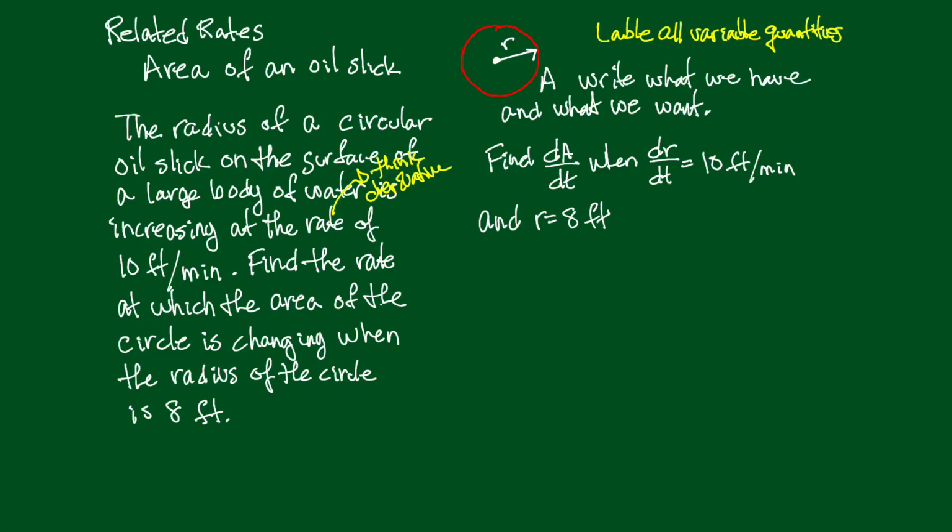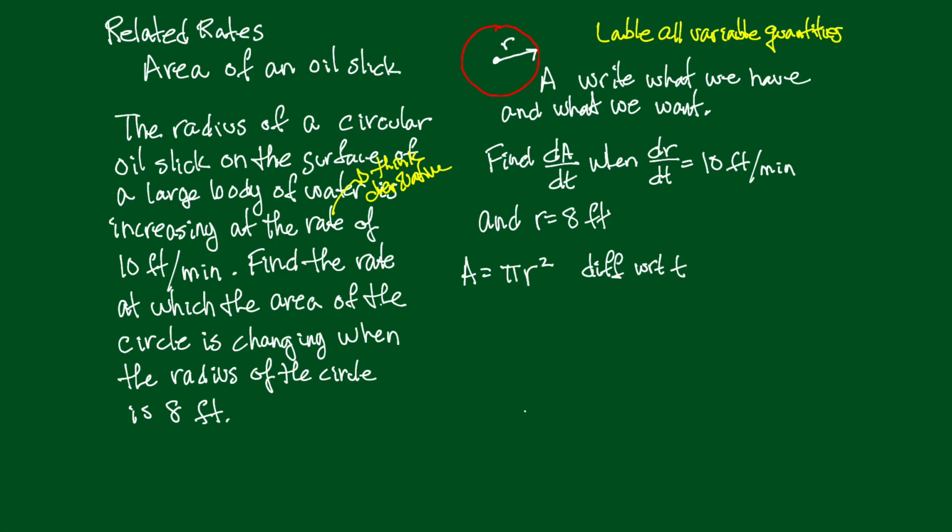All right, so next up, let's get an equation that relates both A and r. Okay, so what are we dealing with? We're dealing with the area of a circle. And we just happen to know this one, right? We know that the area of a circle is equal to pi r squared. Now, let's differentiate with respect to t, right? I don't want dA/dr because A is a function of t, r is a function of t.